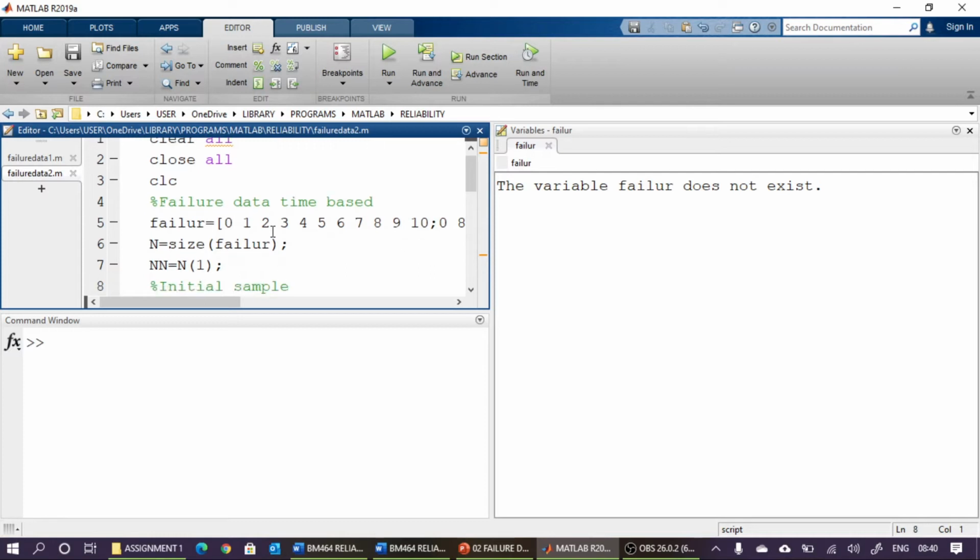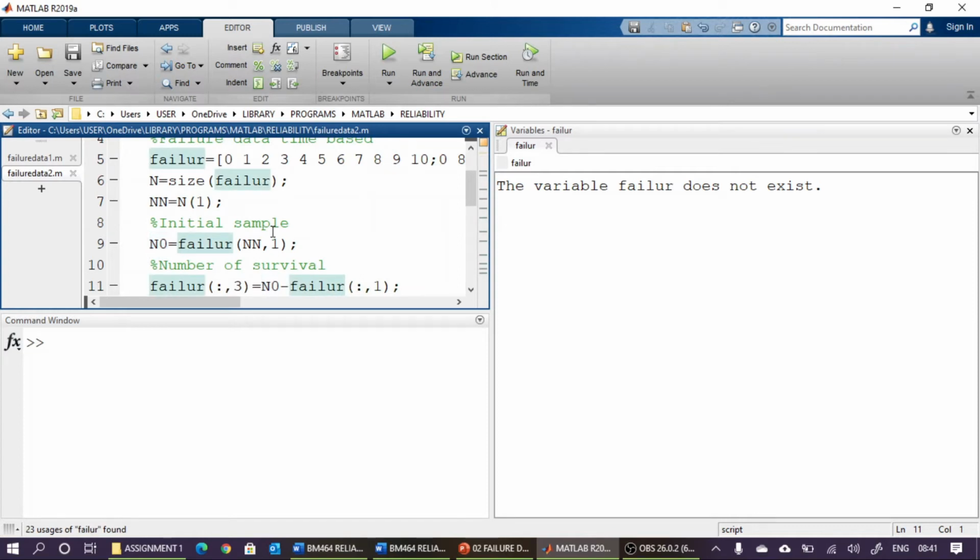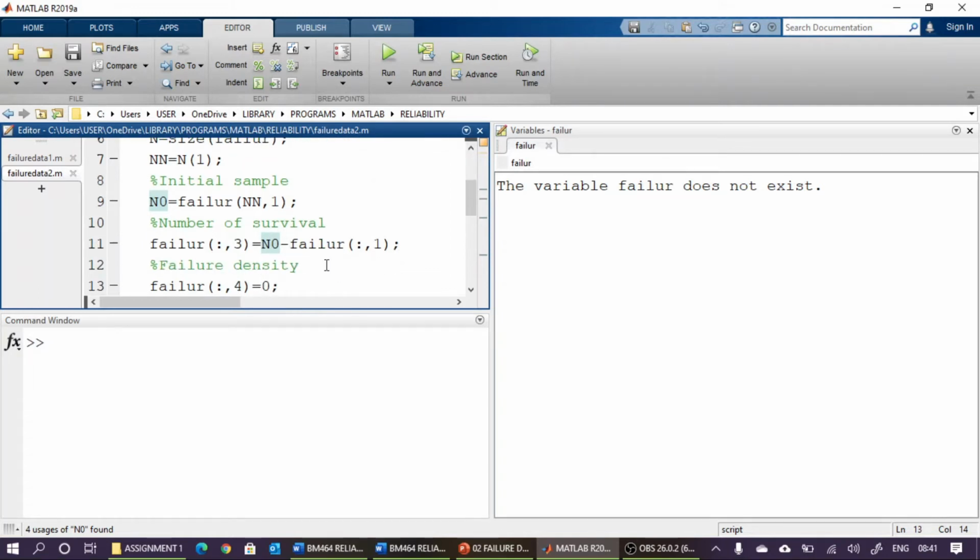Now this is the number of components. Since 0 is also counted, it is 11. That is the row number. Now this is the initial sample. The initial sample is 10, because we are testing 10 components. Now this gives the survival: 10 minus the component number gives the number surviving. So corresponding to the 0th component, the number survived is 10. Corresponding to the first failure, the number survived is 9, and so on. Now it will give the failure density.